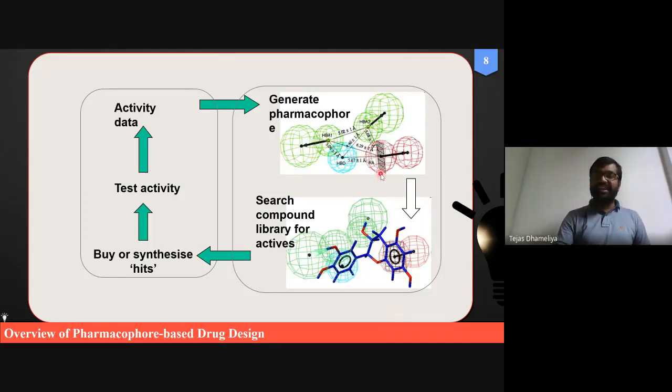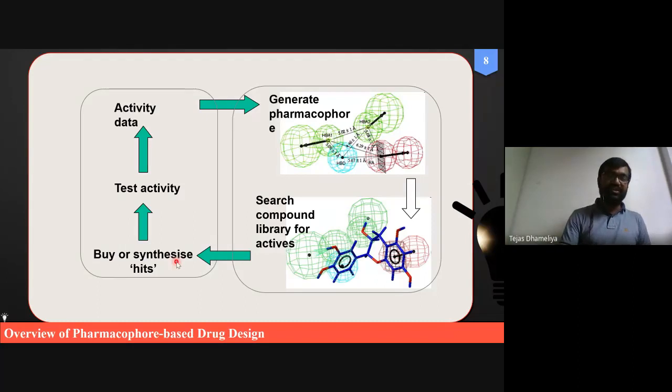Then we can derive certain structures which will fit into this pharmacophore, and that will give us an idea. Then we will analyze which of these distances is equal to this phenolic OH and phenyl ring; this distance is perfectly suited for the phenyl ring and functional group. So this kind of analysis can finally give us a compound which we can synthesize and test for biological activity.